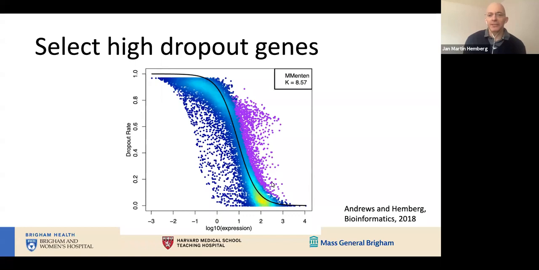And then what we're interested in are the genes that are illustrated here in purple. So these are the dots that have a higher number of dropouts than you would expect by chance. Those we can pick out and use as features instead of the highly variable ones. These will to some extent overlap, but they're not the same as the highly variable genes.